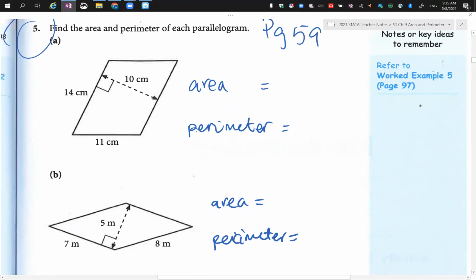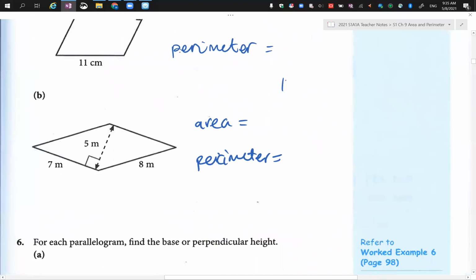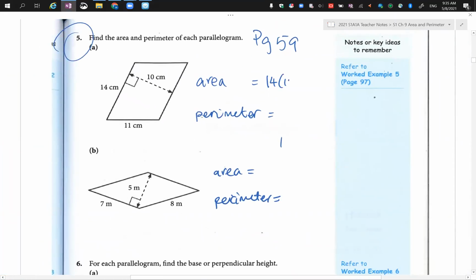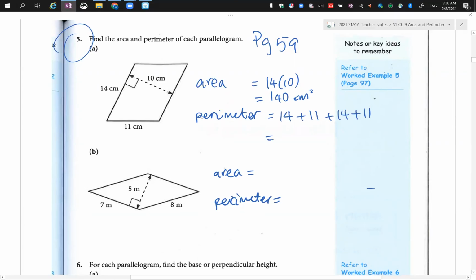Patricia, can you give us the answer for the first area? 14 times 10. So she identified the base as 14, the height as 10. So that gives us a total of 140 square centimeters, which is correct. Sherry, can you give us the perimeter for the parallelogram, part A? 14 plus 11 plus 14 plus 11. 50, are you sure? Yes, 50 centimeters, correct.